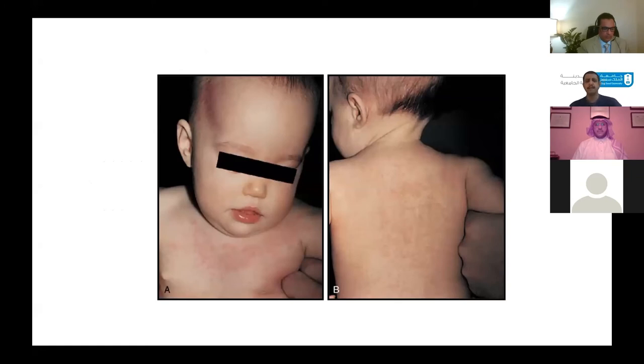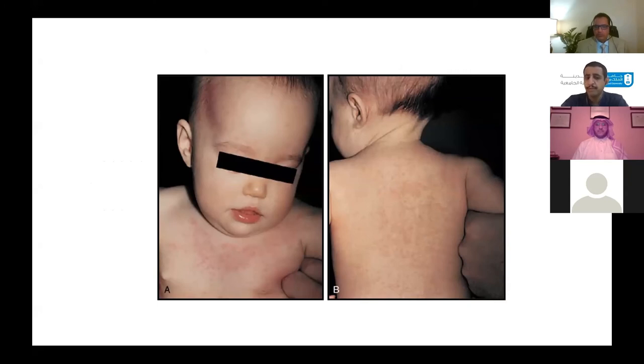Another challenging case we may see in the emergency department, or in your clinic, is a patient coming with irritability and high-grade fever. When the fever disappears, this rash will appear.